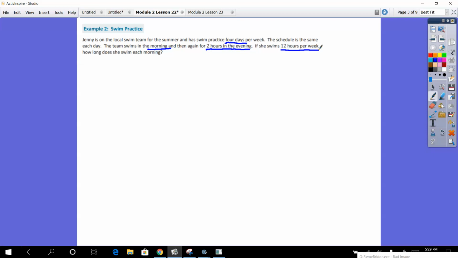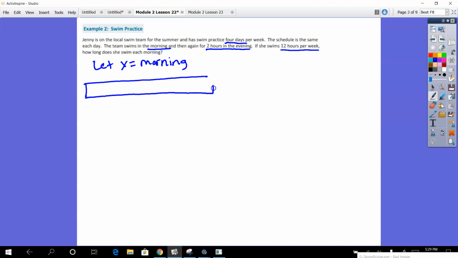Okay, so they want us to do it as a tape diagram. And they say let x equal the morning. Okay, so we know we have 4 days, and each day is the same thing: morning plus the 2 hours in the evening. Four times. And the total that she spends that week is 12 hours.